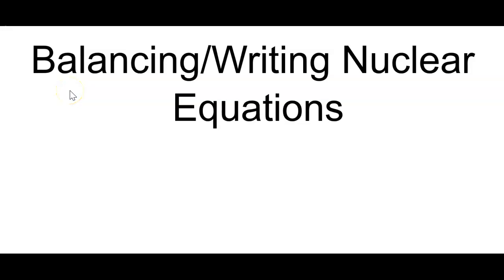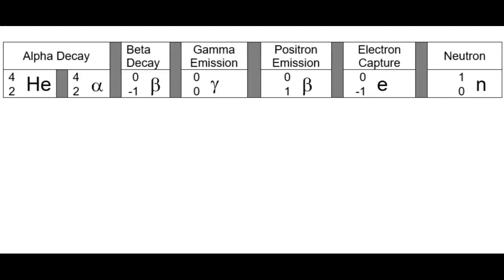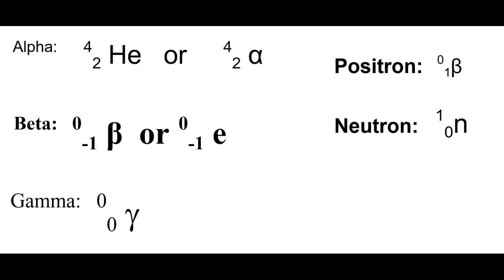Welcome back. Balancing and writing nuclear equations. These are different kinds of particles or emissions or energies, however you want to look at it. We have alpha and beta. Notice that alpha has two different symbols you could use, but the same mass number and atomic number, so we can use He, helium, or an alpha symbol. Then beta, gamma emission, positron emission, electron capture, and neutron. All right, we're going to go through some examples of how to do this.